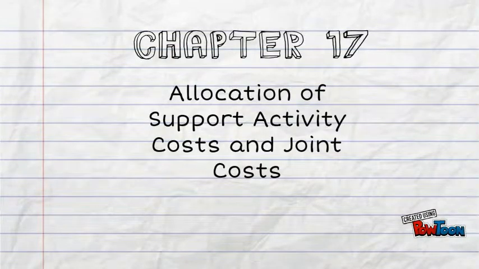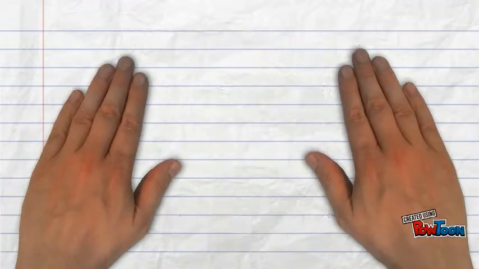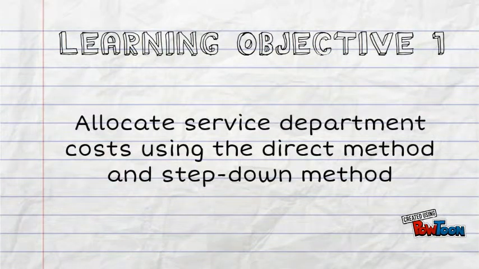Chapter 17, Allocation of Support Activity Costs and Joint Costs, by Autumn and Olivia. Learning Objective 1. Allocate service department costs using the direct method and step-down method.